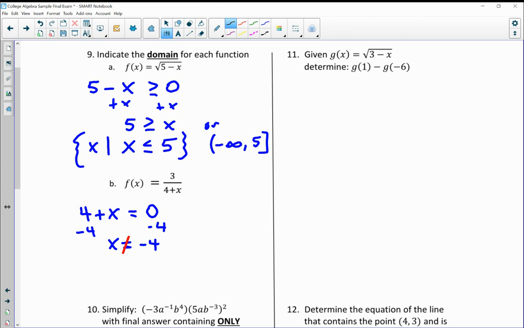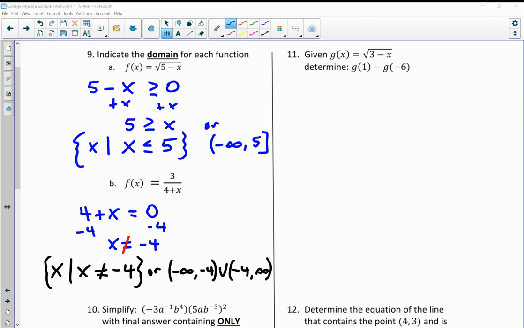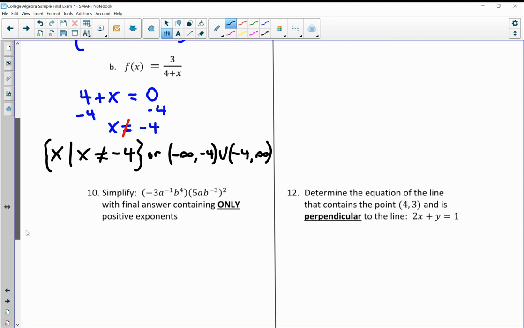Okay, so we would say domain would be x, all x, such that x does not equal negative 4, or we could do interval notation. We can say negative infinity to negative 4 union with negative 4 to infinity. Okay, let's take a look at our next one.